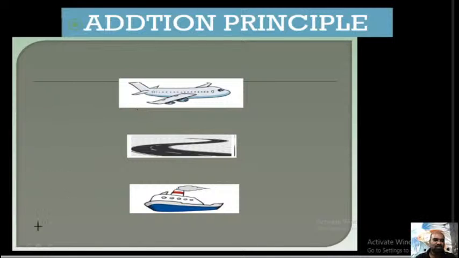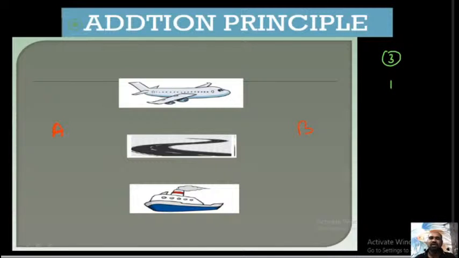For example, listen, students. This is town A. Here is town B. We have three ways to travel from town A to town B. Three ways: one is airway, roadway, seaway. A person wants to travel from A to B. How many different ways can he travel? Simply you can say three different ways he can travel.